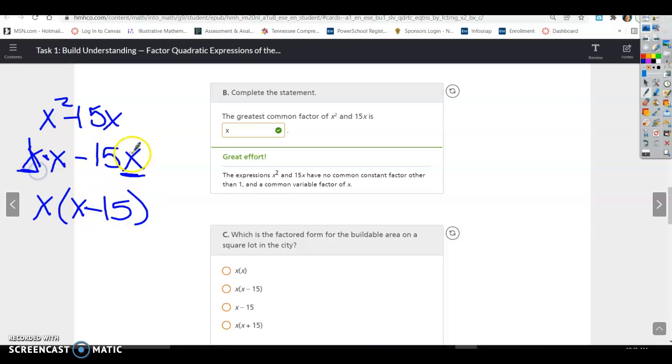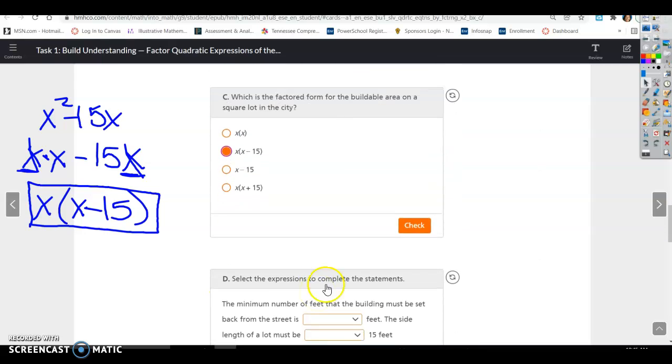Okay, so once you factor this out, then you just see what's left. So x times x is x squared, x times minus 15 is minus 15x. Again, this is just factored form, and this is standard form. These are two different expressions that are equivalent. So it says, which is the factored form of the buildable area? x times x minus 15.